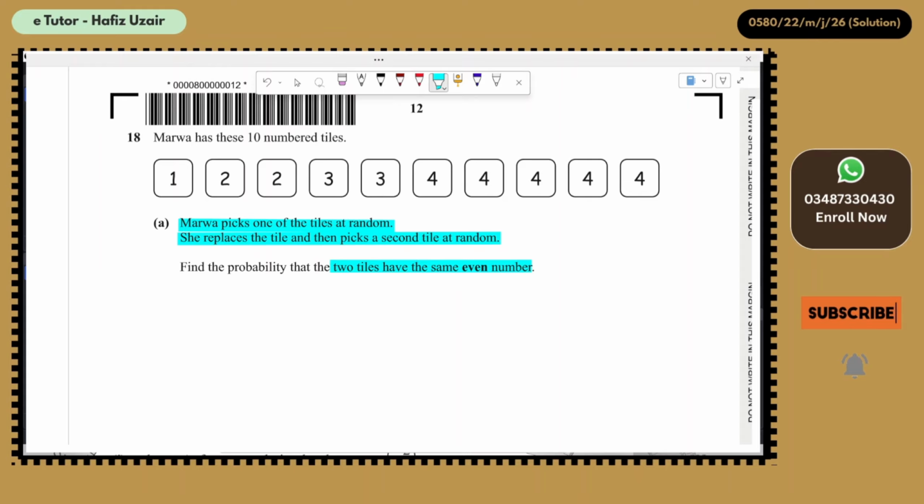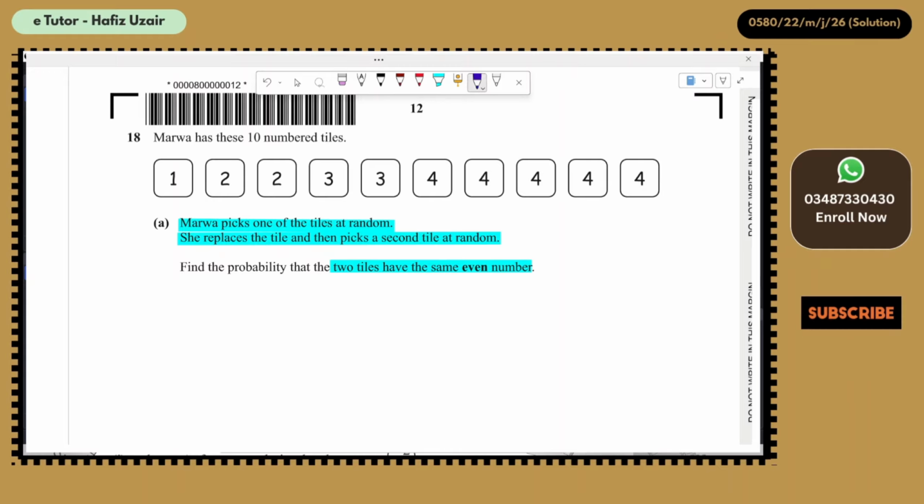All right. Now, what you can do over here. Which two even numbers do we have over here? We have 2 and 2, and 4 and 4. All right. So there are two possibilities: she picks 2 first and then 2 again, or she picks 4 first and then 4 again.